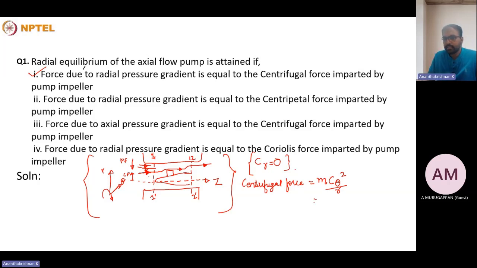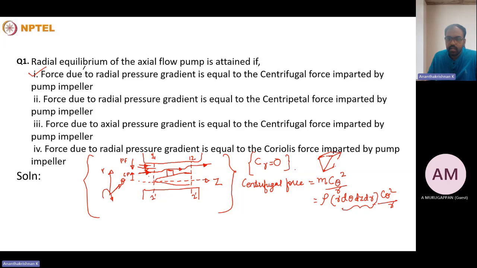Then this mass of fluid can be written as rho into the volume of the control volume, if you assume a small control volume. The volume can be represented as r d theta dz into dr, and c theta squared divided by r. So take a control volume of fluid.